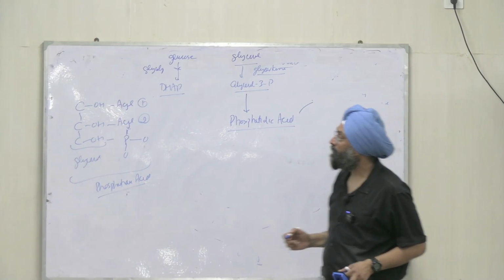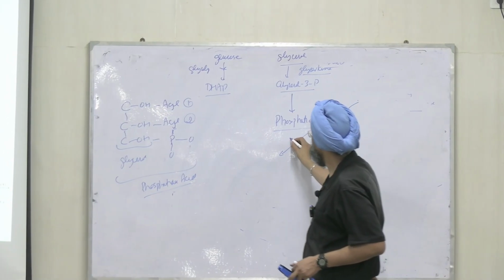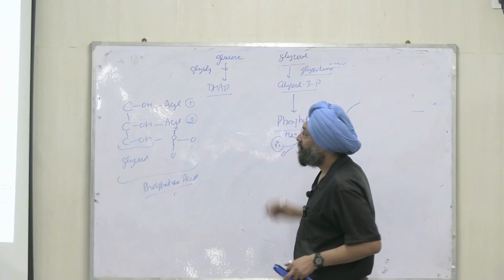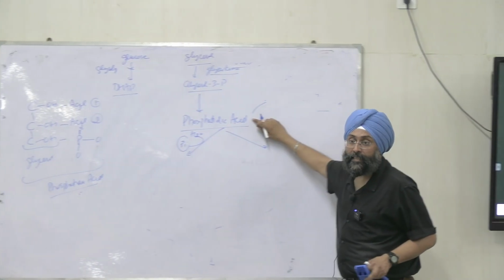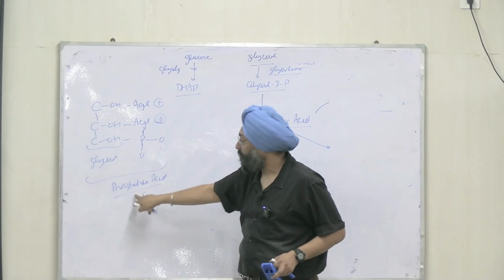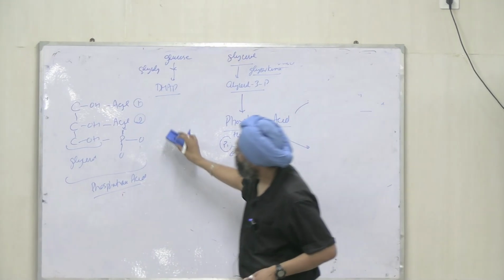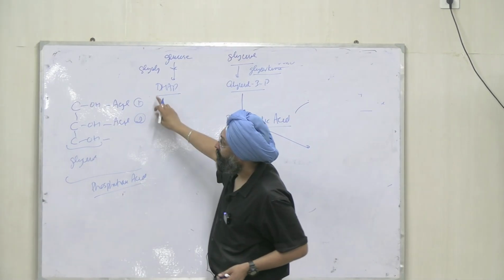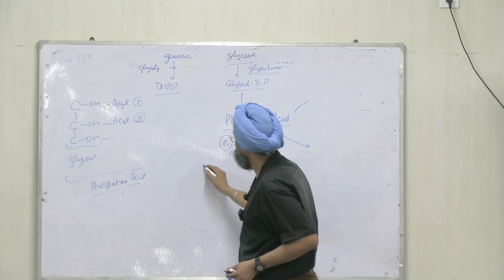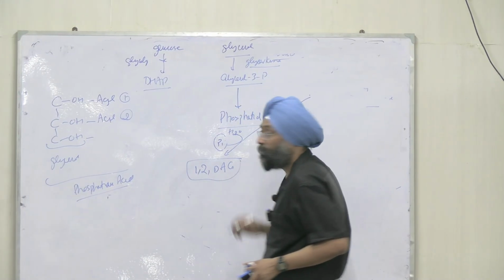How will you proceed? We have first 2 pathways, right? In one we add water and phosphate is removed, right? Phosphatidic acid is there. The structure is in front of you: diacylglycerol and phosphate. Now we are adding water and phosphate is removed. So we will remove phosphate here. What will we get? 1,2-diacylglycerol. We'll get 1,2 DAG.